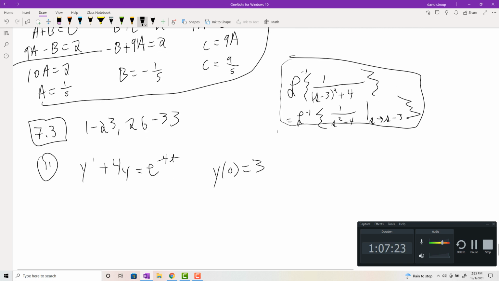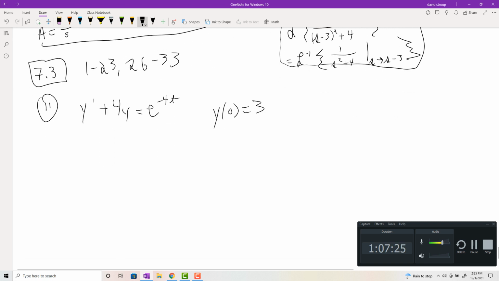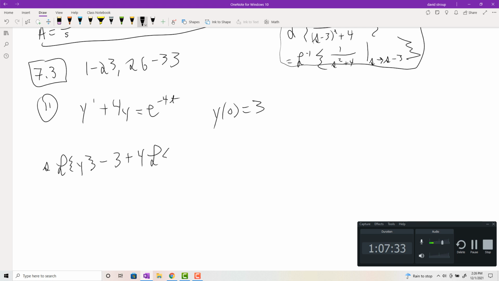So let's do that here, right? So I got the Laplace transform of y prime. That will be s times Laplace of y minus y of 0, which is 3, plus 4 Laplace of y. On the other side, Laplace of e to the negative 4t is going to be 1 all over s minus negative 4 or s plus 4. Okay.